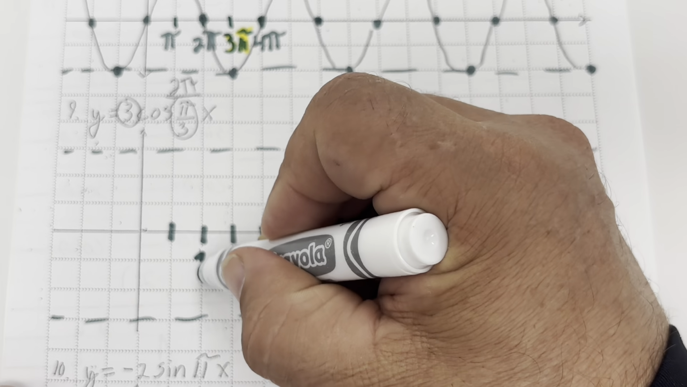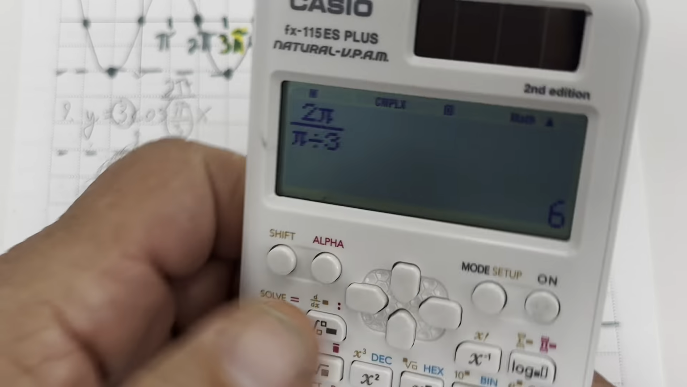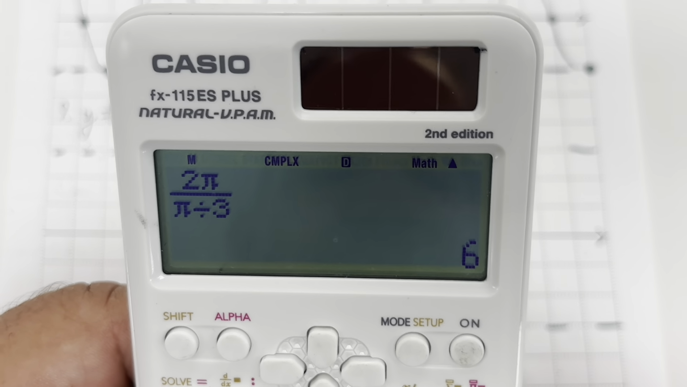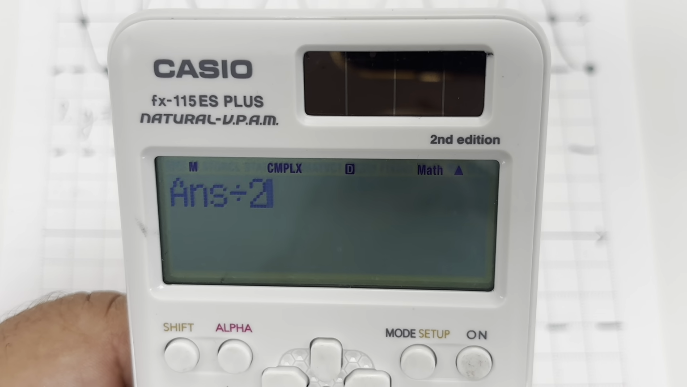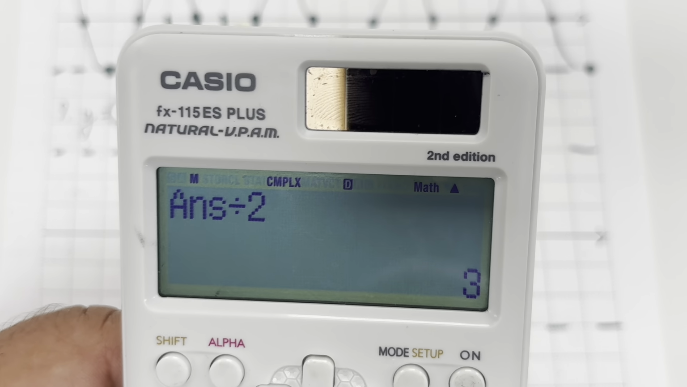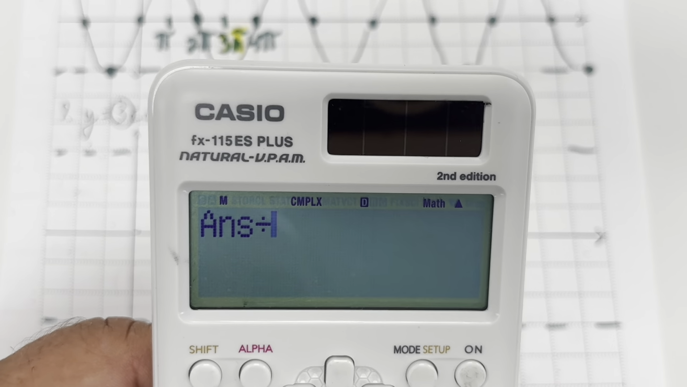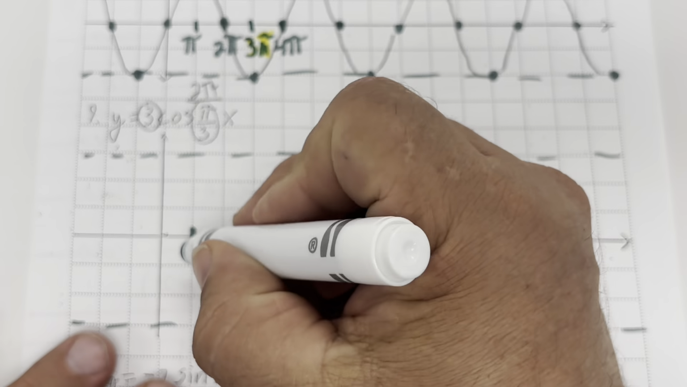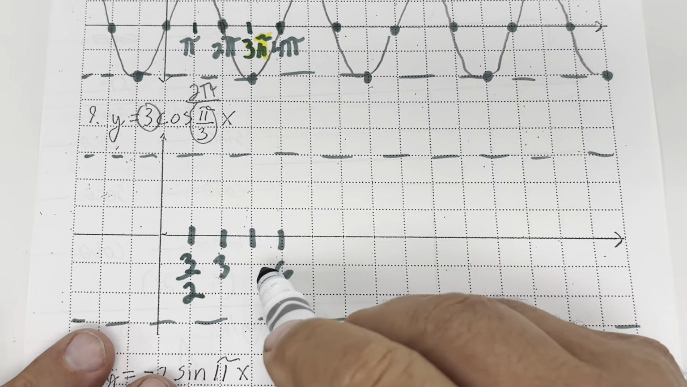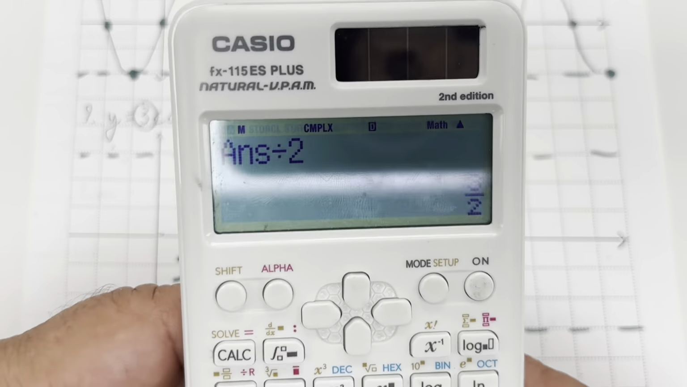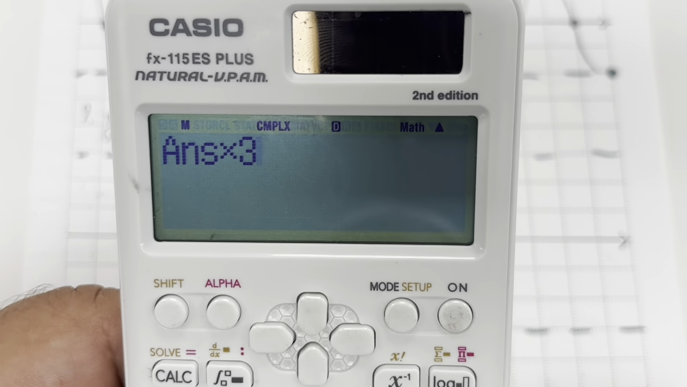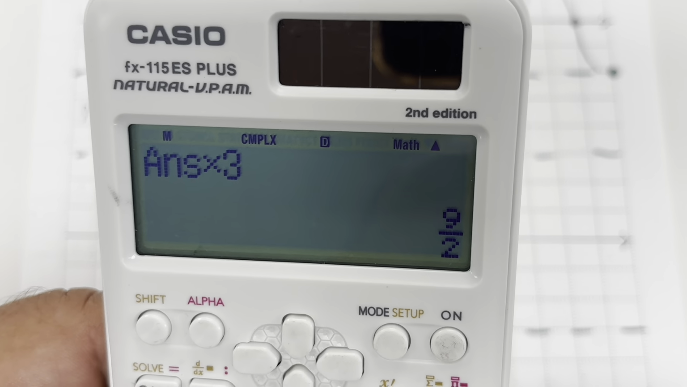Half of 6 is 3. Half of 3. So you can do this on the calculator. Just keep taking 1/2. So while that's still in my calculator, I'm going to hit divide by 2. And that would give me 3. While that's still in my calculator, I'm going to hit divide by 2, and that'll give me 3/2. To find the third spot, we take that 3/2, and while it's still in our calculator, we hit times 3. And that'll give us 9/2.